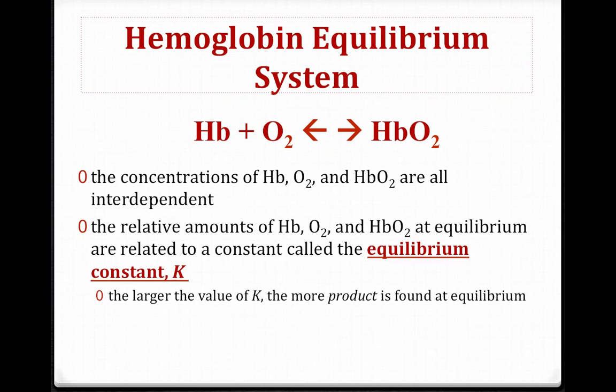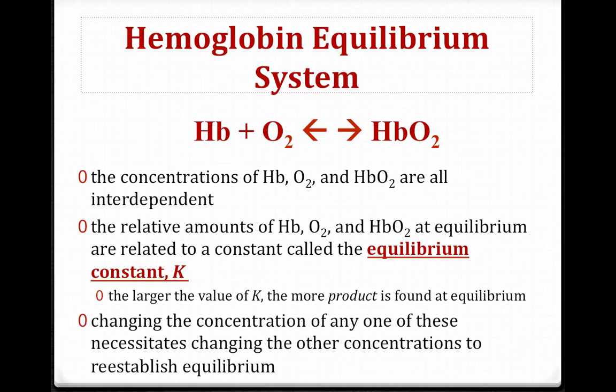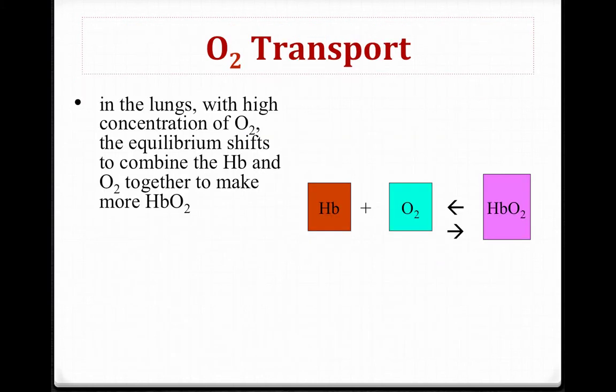The larger the value of K, the equilibrium constant, the more product is formed at equilibrium. Changing the concentration of any one of these changes the concentration of the others. When a system is at equilibrium, all the components, the reactants and the products, are in direct correlation with each other. What you can see here is that in the lungs, there's a high concentration of O2.